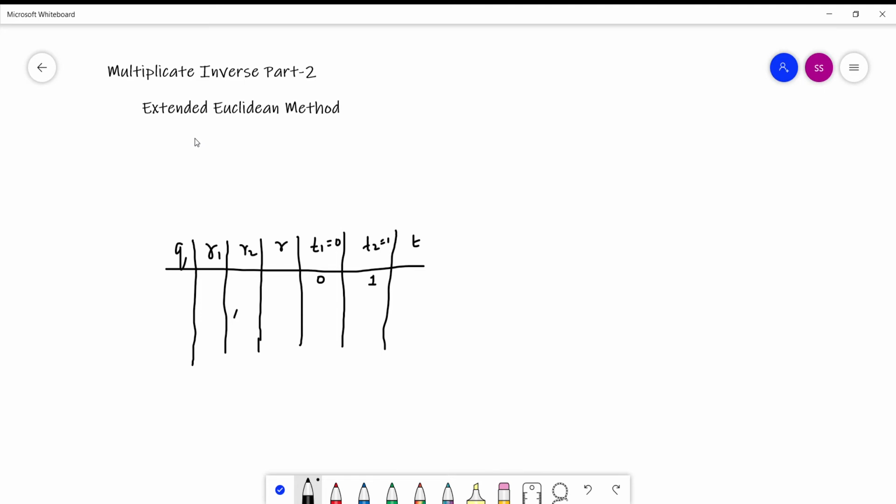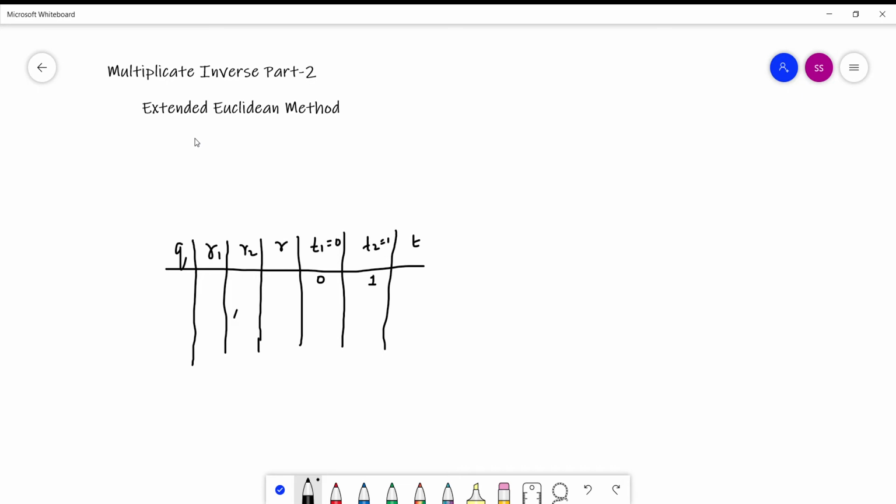In this video we will see how to find the multiplicative inverse of a number using the extended Euclidean method. I'm not going to talk about the extended Euclidean method in this video. I will make another video on it, but here we will use that method to find the multiplicative inverse of a number.